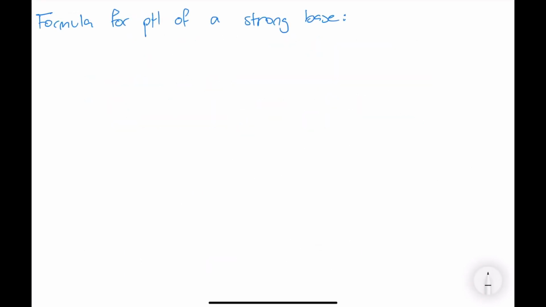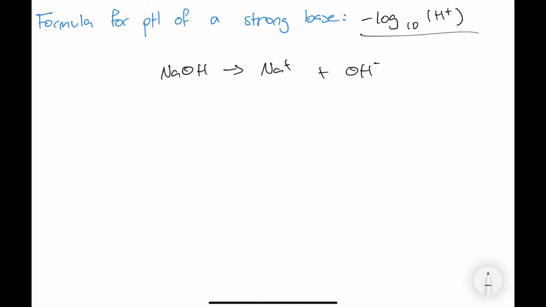Okay, so now I'll talk about how to calculate pH for a strong base. And technically, its formula is exactly the same as pH for a strong acid, because for pH you want to find the concentration of the hydrogen ions, which is what this equation does. However, when we write down the equation of the base dissociating, we don't have the concentration of the H plus ions. We have the concentration of the hydroxide ions. So how do we find out the concentration of the H plus ions? And that's what I'll explain right now.